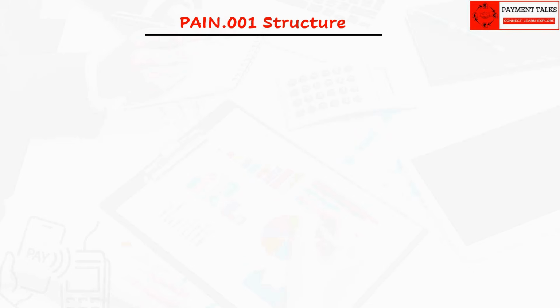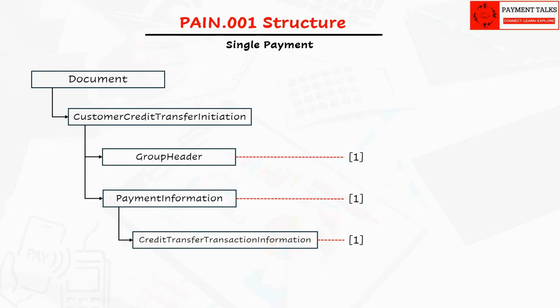First, let us see the single payment. A single payment consists of one debit account and one credit account. The use cases can be an urgent supplier payment, a retail payment where one person initiates a payment transfer to another person, etc. Here is the structure of PAIN.001 in such a scenario.